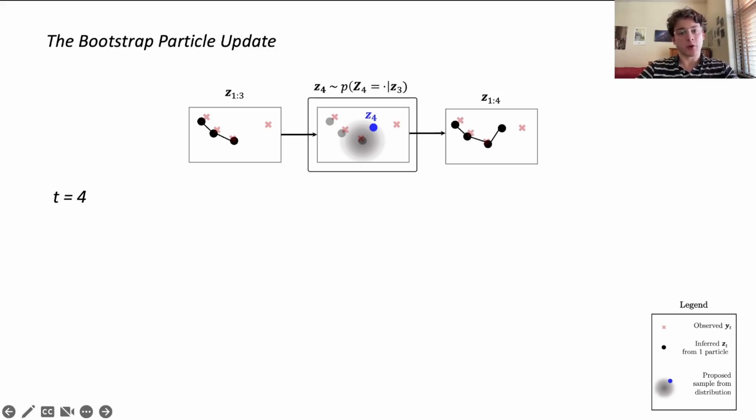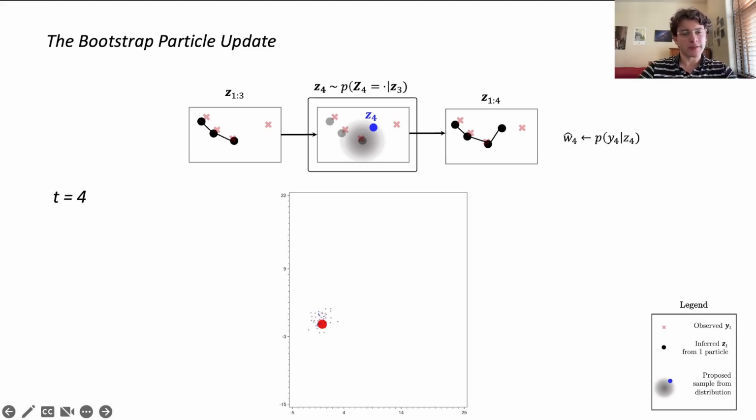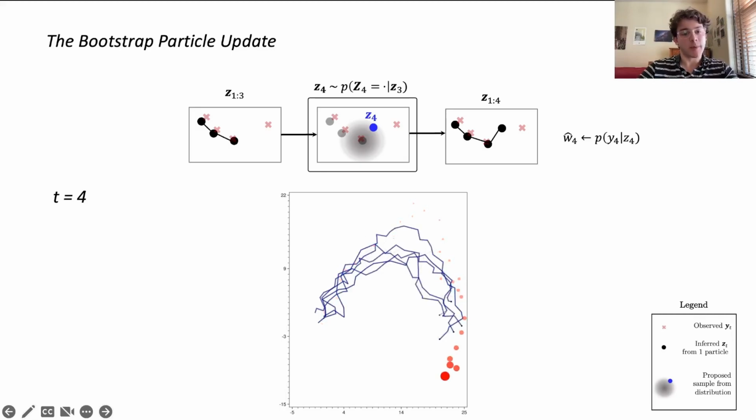Now, remember that the particle updater doesn't just output a new trajectory, it also has to output a way to update the particle weight. And it turns out that the expression we should use for the bootstrap update looks like this. Now, if you run this algorithm, you run into the issue I showed earlier, where the latent states hypothesized by the algorithm lag behind the data.